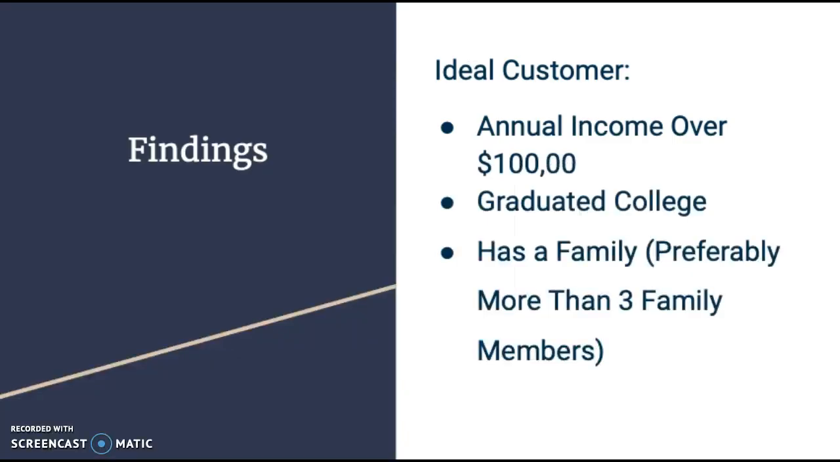What we ultimately found through our decision trees is that the ideal customer makes an annual income of over $100,000. Not only this, but they have also graduated college and have a family that is preferably more than 3 family members, immediate family.